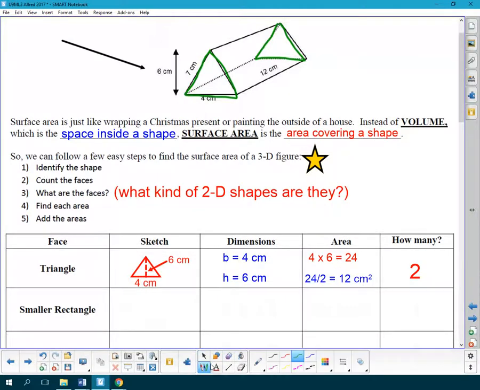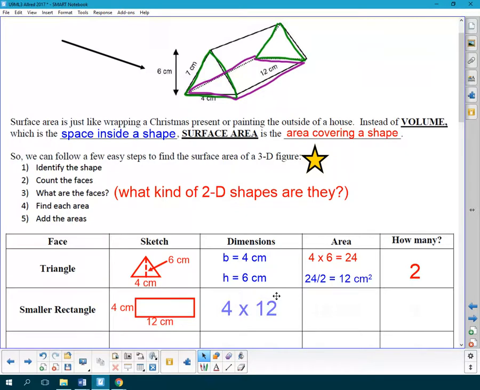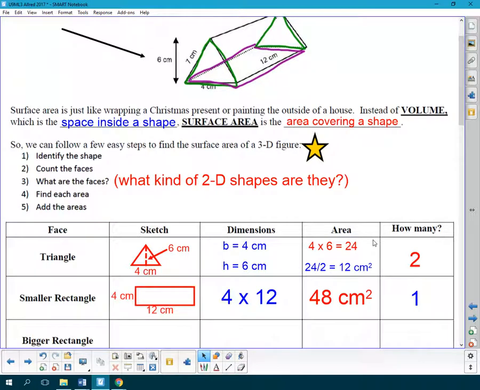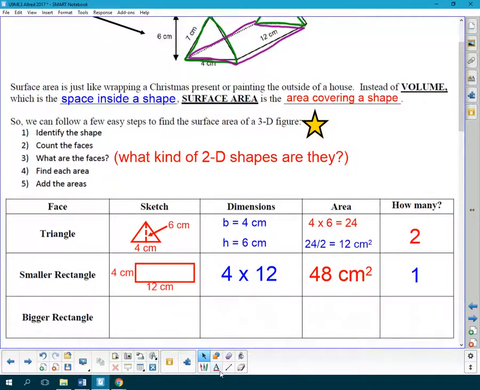There's a smaller rectangle on the bottom. The small rectangle is about to be highlighted on your screen in purple. It looks just like this one right here on the bottom. It has dimensions of 12 and 4, and I've drawn it right here for you on the screen. A 4 by 12 rectangle. 4 times 12 is 48 centimeters squared, and the truth is there's just one of those, just one rectangle just like that one.